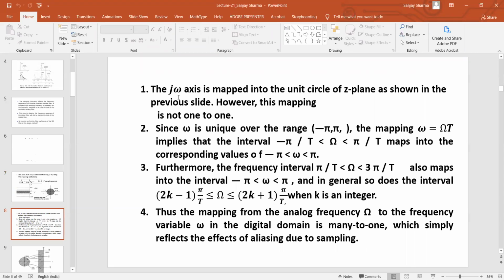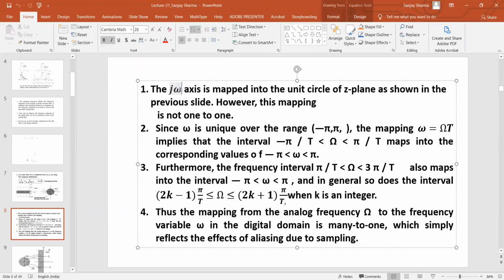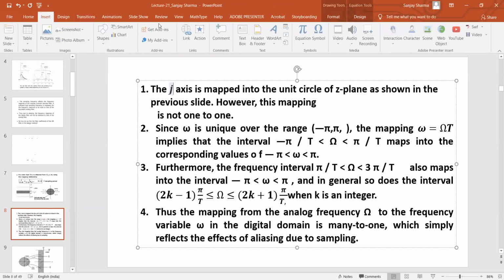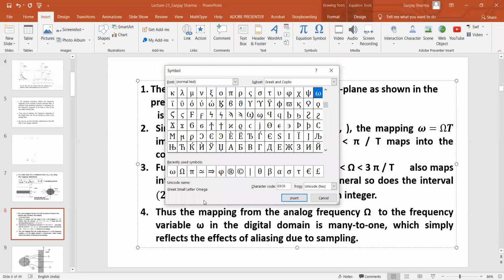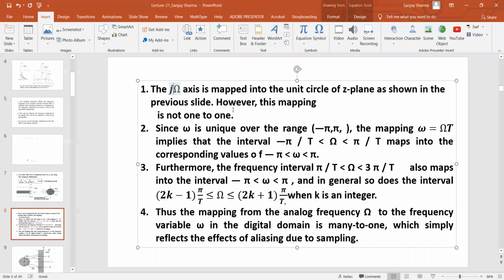Now, the j omega axis is mapped. This has to actually be one. Let me correct it here, because then it will be left as it is. Okay, so that's the thing.